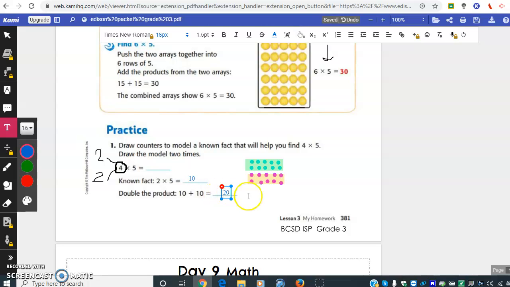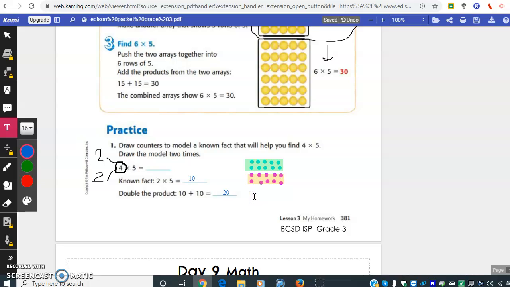Remember, we're just adding those together. We're not multiplying them, which is why it's 20, not 100. I'm just taking the 10, adding 10. So break a number down into its doubles, figure out what the answer would be for one of those, and then just double it, right?